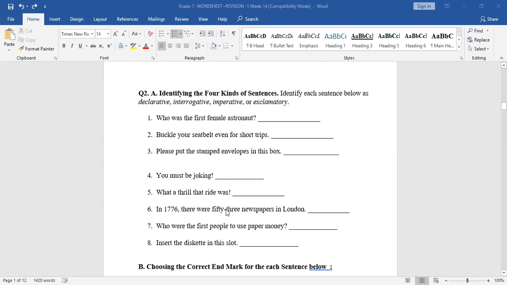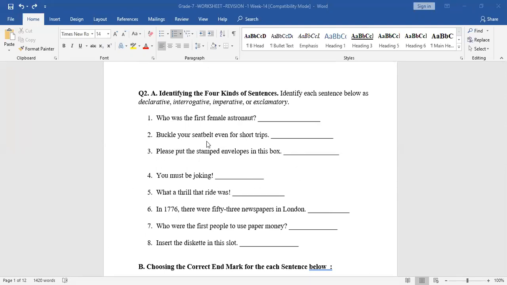Here in this exercise, question number 2, identifying the 4 kinds of sentences. You know, boys: declarative, interrogative, imperative, and exclamatory. We have to write here: who was the first female astronaut? What kind of sentence is it? Interrogative. All of you agree with this? Yes.